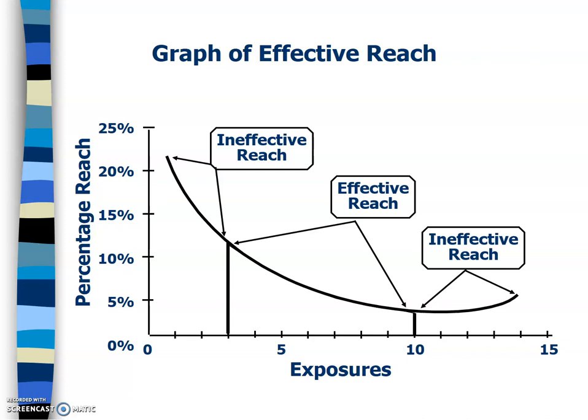So here this graph shows that from 0 to 3 is the ineffective reach. And we've got effective reach from 3 to 10, and you see on the left side the percentage reached. So in this schedule, for example, at 3, we have 12% roughly. At 4 exposures, we have around 10% of our audience reached. So we can say that 10% of the audience will be exposed roughly 4 times.